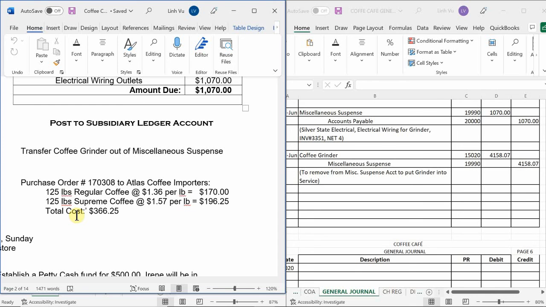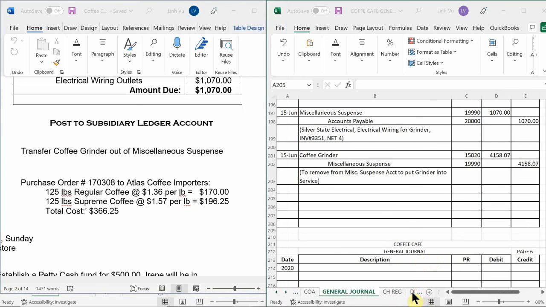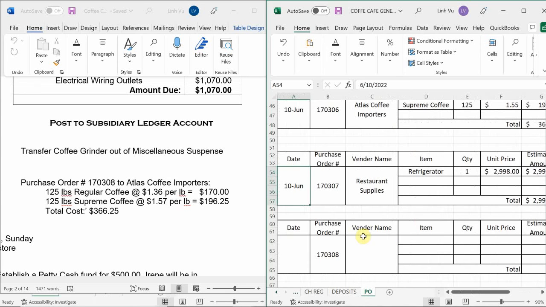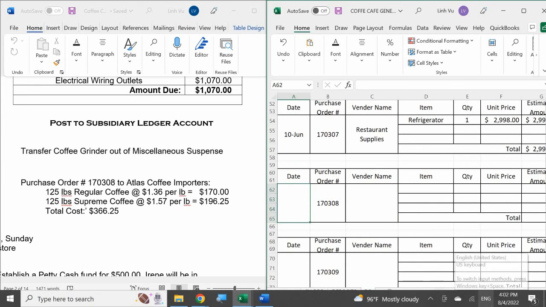Purchase order. Do I journalize this? No, because we haven't received anything or put any money out yet. Good. So we have our date. We're still on the 15th. Still on the 15th, yes. Okay. Who am I requesting this from? It's from Atlas Coffee Importers.